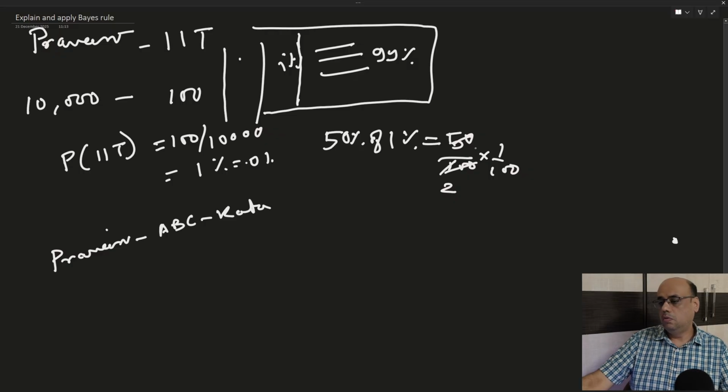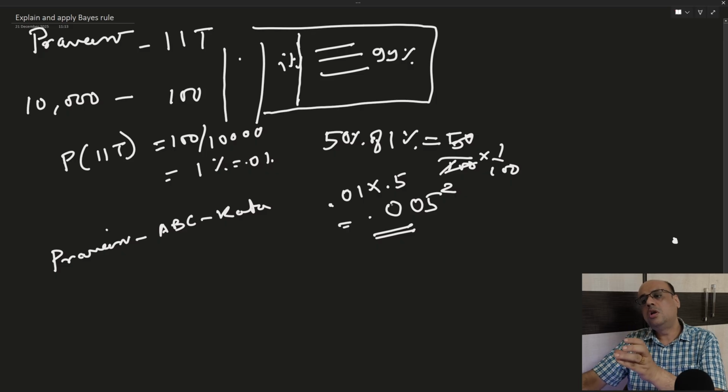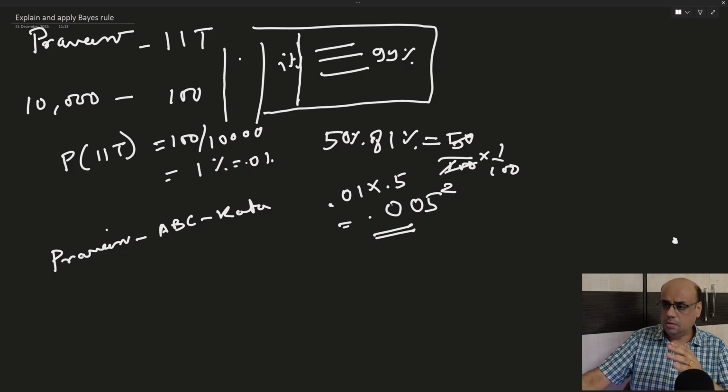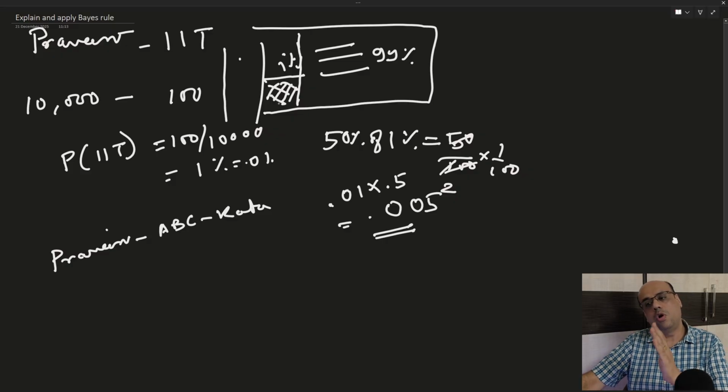So what is it? 0.01 into 0.5, which is 0.005, right? So this is the proportion of students who have gotten into IIT and who have taken coaching from ABC Institute. Effectively, if you look here, this portion is the people who have got into IIT and who have taken coaching from ABC.